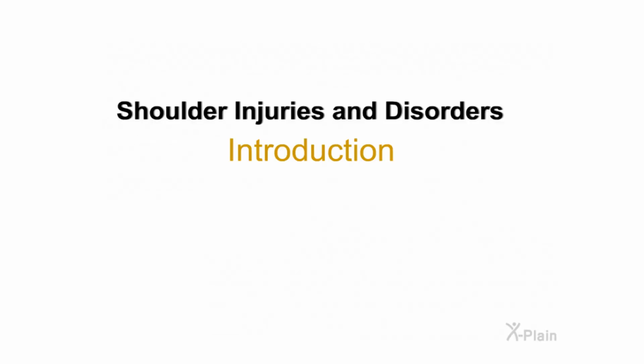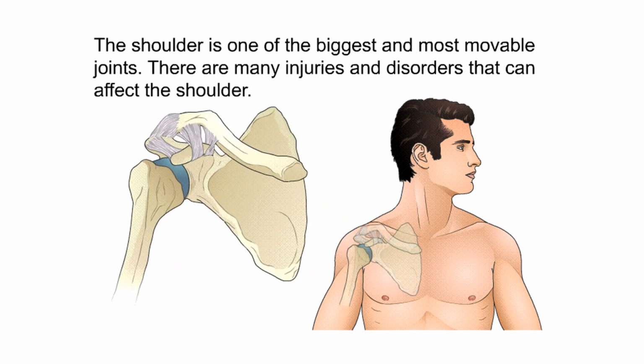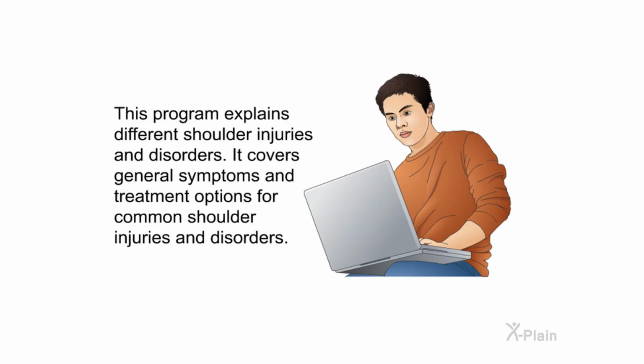Shoulder injuries and disorders. Introduction. The shoulder is one of the biggest and most movable joints. There are many injuries and disorders that can affect the shoulder. Shoulder injuries and disorders can cause pain in the shoulder area and many other symptoms. Problems with the shoulder can also interfere with daily living by affecting how the joint moves. This program explains different shoulder injuries and disorders. It covers general symptoms and treatment options for common shoulder injuries and disorders.